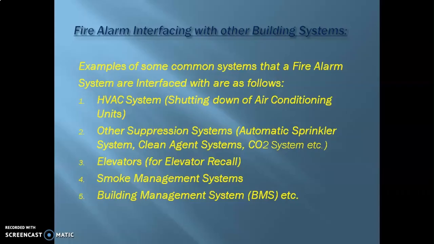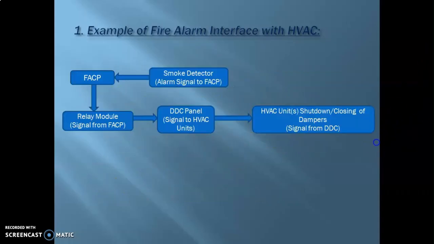Then you have the other suppression systems such as the automatic sprinkler system, the clean agent systems, CO2 system, etc. Then you have the elevators for the elevator recall function, and after that you have the smoke management system, and of course last but not least we have the building management system, etc. Of course there can be even more systems such as the SCADA system to which it can be interfaced as well. Now moving on, we will be discussing these systems in a bit of detail.